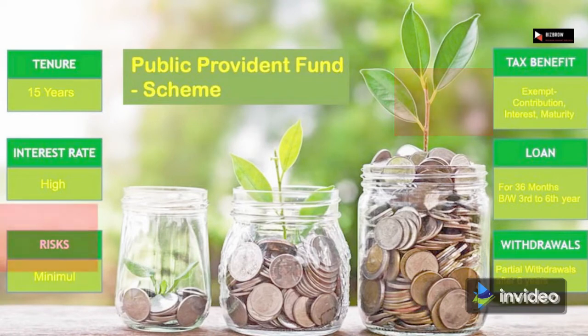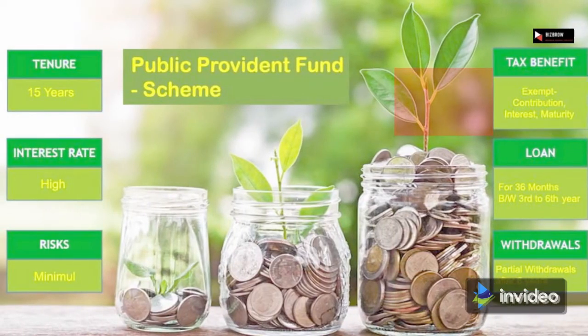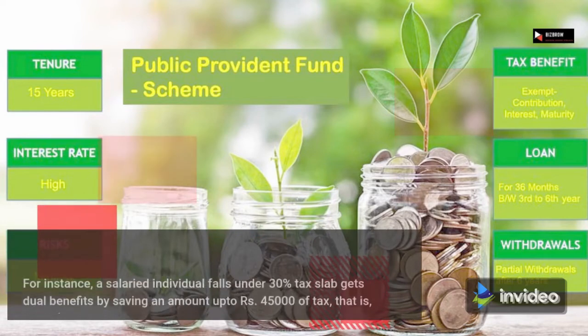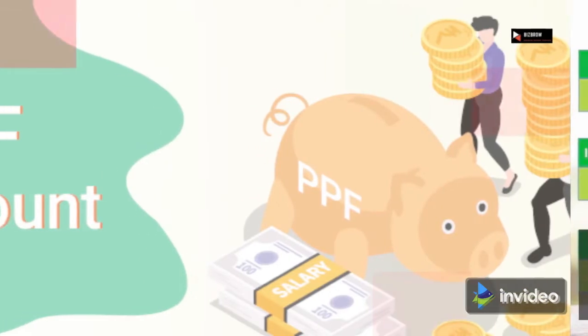Next is Public Provident Fund. PPF is one of the best assured return savings schemes where interest rate is around 7.1%. Lock-in period for the deposits is 15 years. Investment under PPF falls under the overall limit of 1.50 lakhs of Section 80C. For instance, a salaried individual who falls under the 30% tax slab gets dual benefits by saving an amount up to 45,000 rupees of tax, that is, 30% of 1,50,000 by depositing into a PPF account and also earns tax-free interest at a rate higher than FD's return.